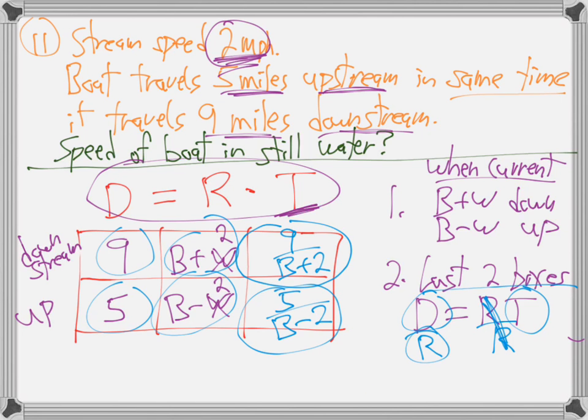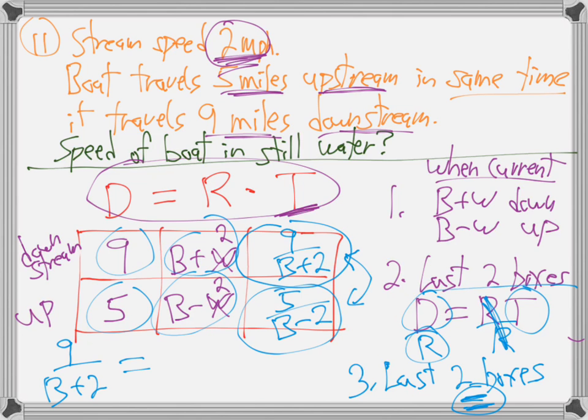Now, step 3. Last 2 boxes equal. Now, not always. Sometimes it's more tricky. You probably remember. But in this case, why would these 2 boxes have to be equal? That's what I want. I'm going to bring them out, and I'm going to write equals. Why? Why do I know they're equal? They're the same distance. Same time, huh? Those are time boxes, aren't they?